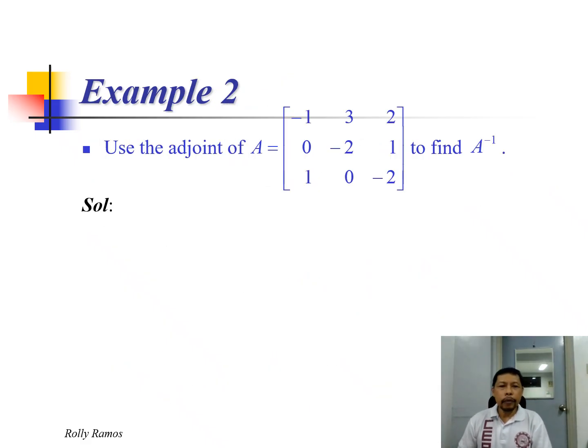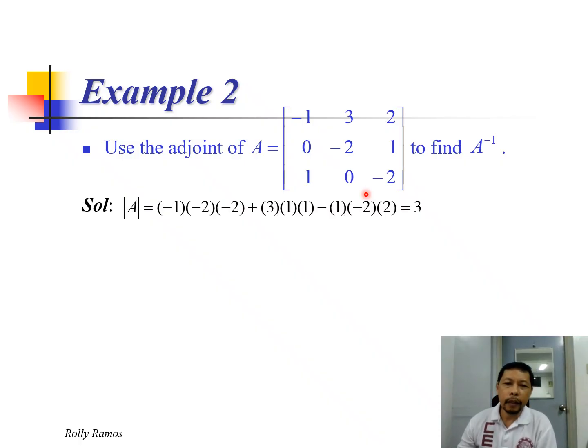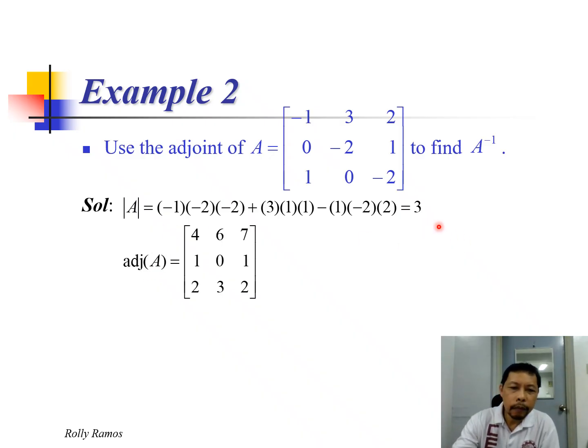Okay, let's have an example. Use the adjoint of A to find its inverse. To find the adjoint of A, we have to find the cofactors of the matrix and then take the transpose of that. The determinant of A is equal to 3. Then the adjoint of A is found by finding the cofactors and taking the transpose of that.